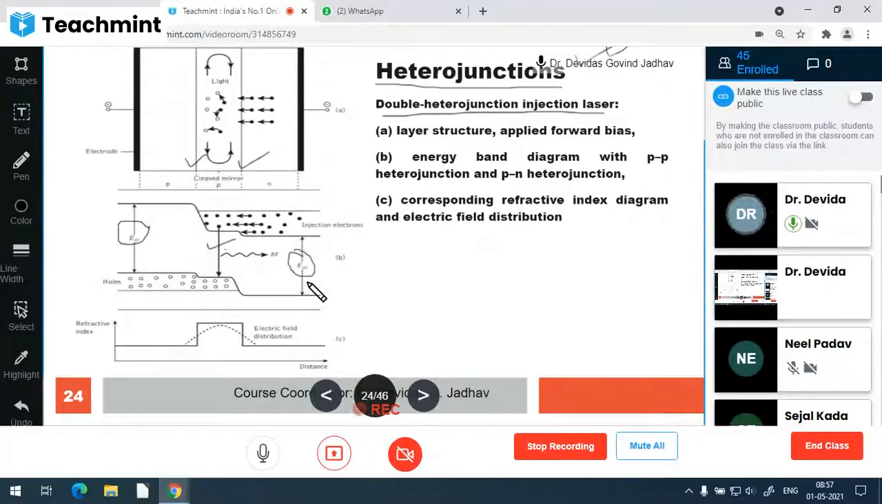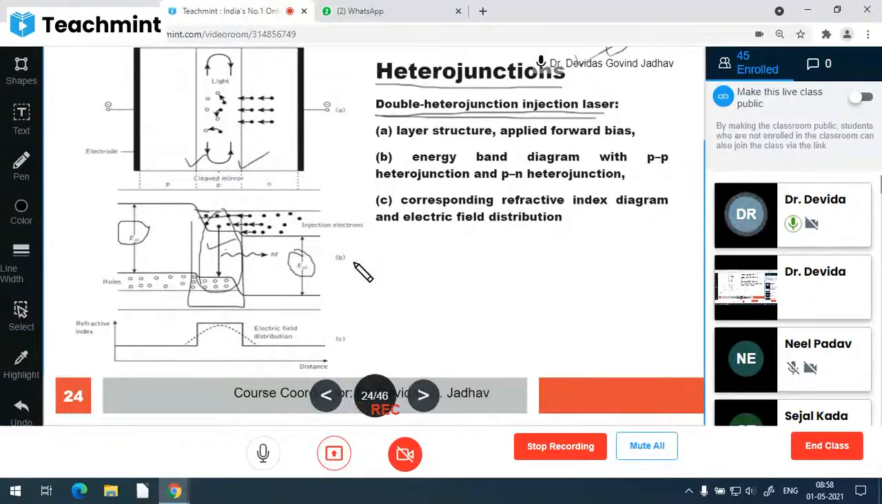They are adjusted like that so that the holes and electrons can very easily go into the active region, which is the central P region. So this active region can give the electron-hole pairs. This is possible with the help of the double heterojunction structure. Okay, this we have discussed again in detail.